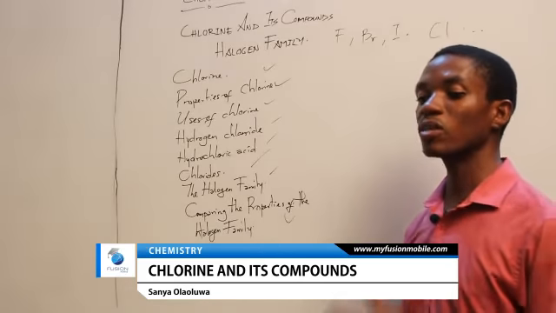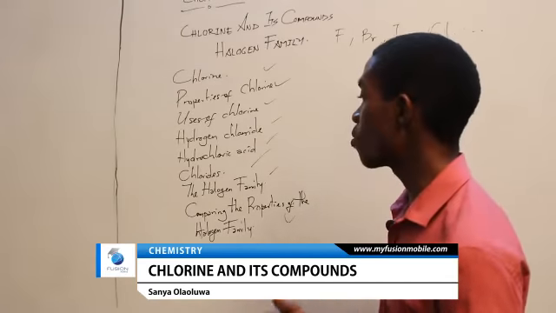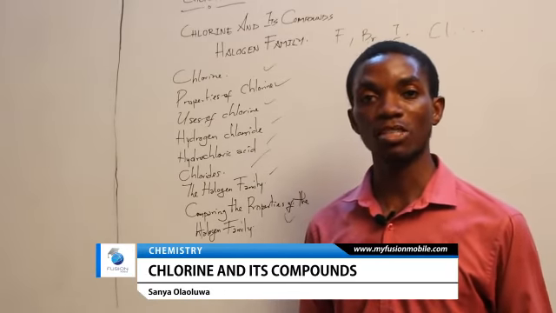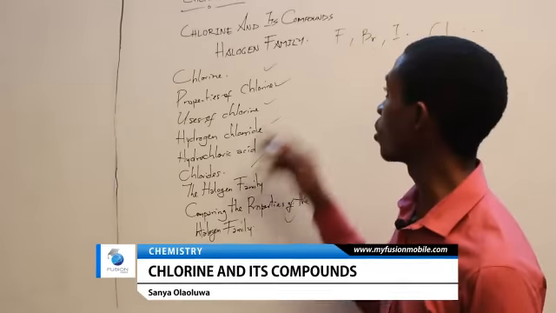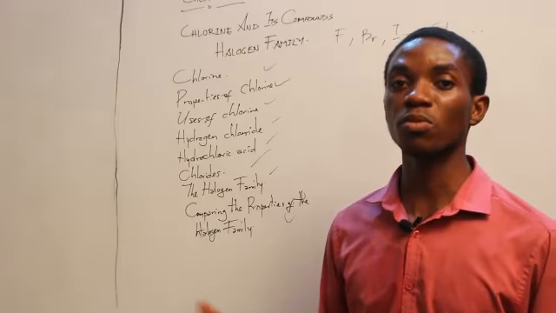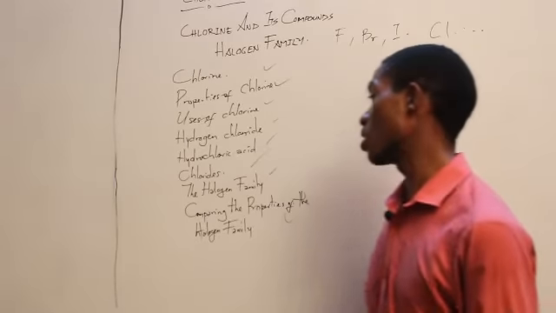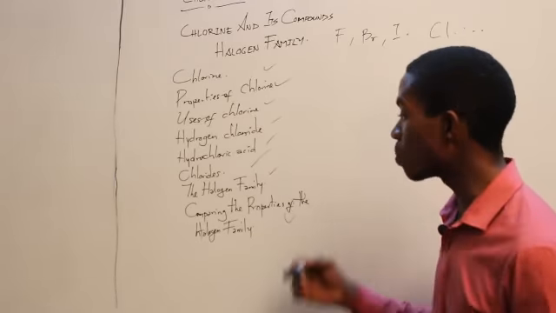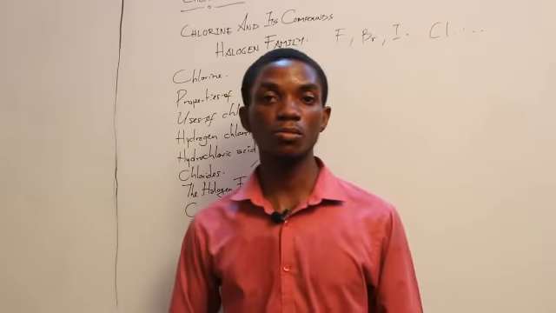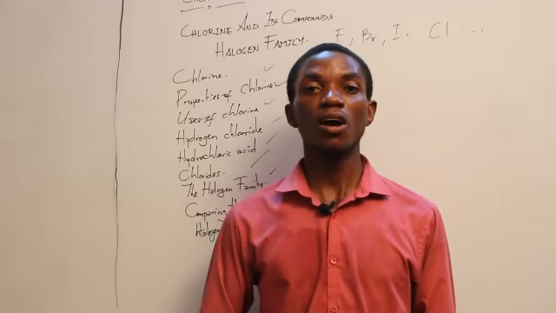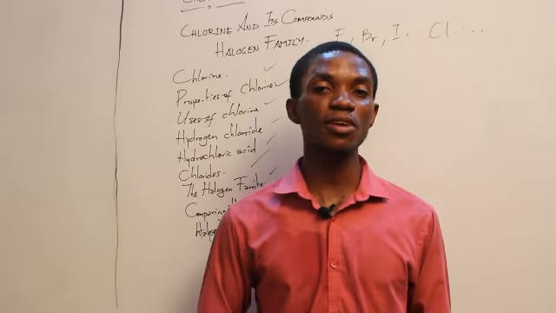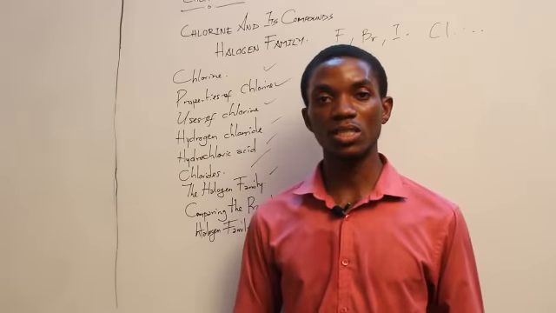We then went to talk about the chlorides, how they are produced, before we went ahead to discuss the halogen family. And in the halogen family, we mentioned the fluorine, the bromine, and the iodine alongside the chlorine, which had been previously well discussed. Then we concluded by comparing the properties of the halogen family. And as we observed from the table, there are a lot of similarities, although some distinctive differences exist between them.